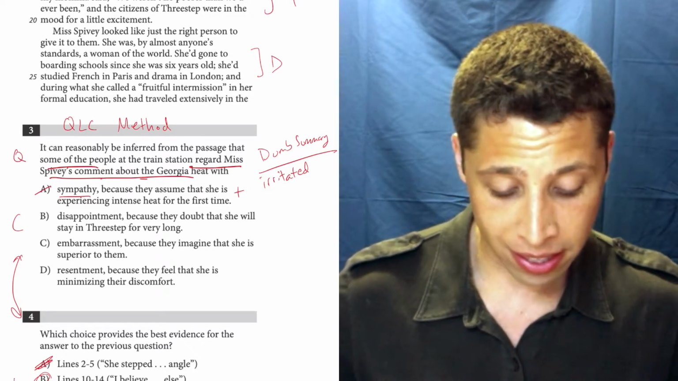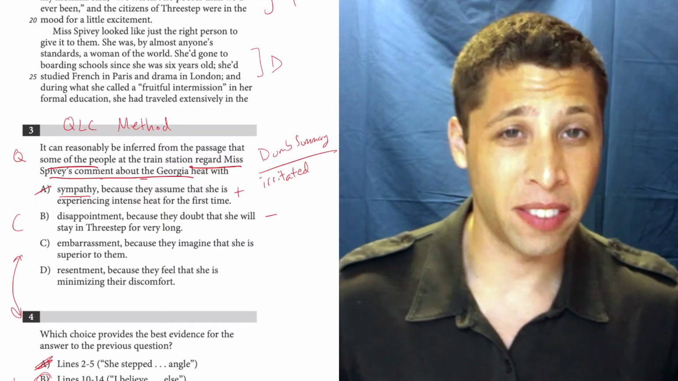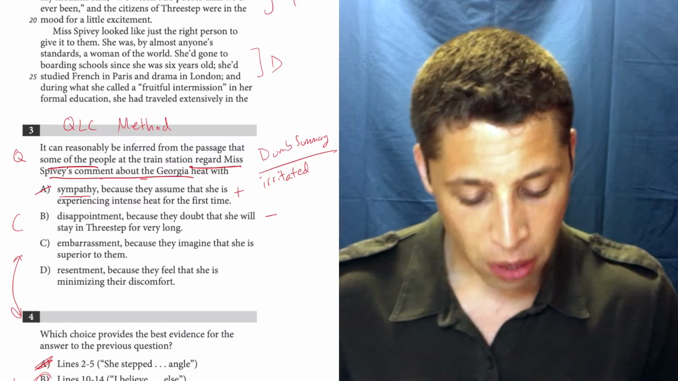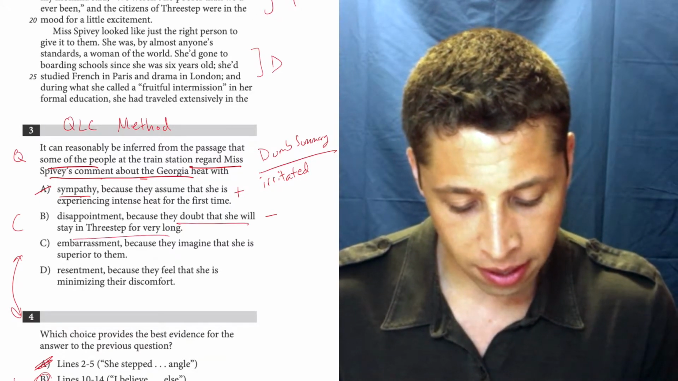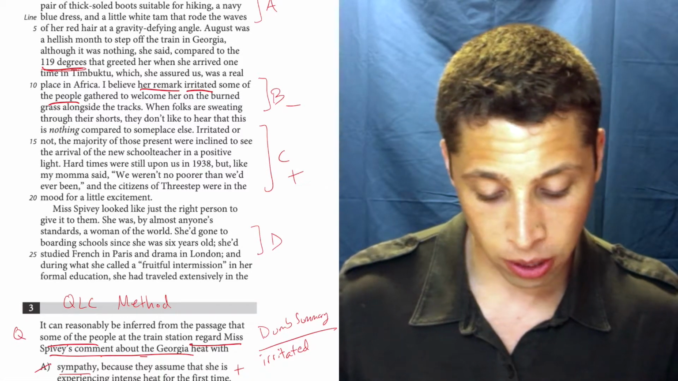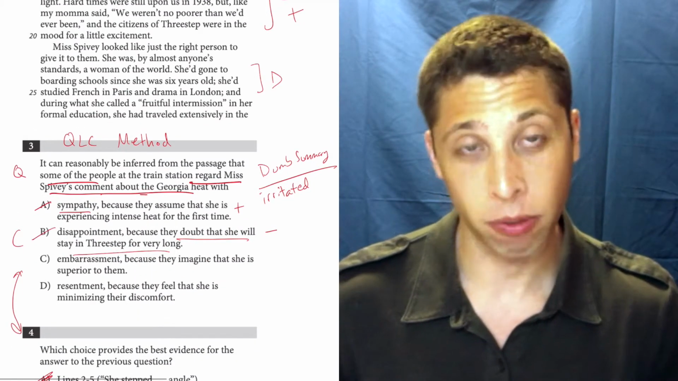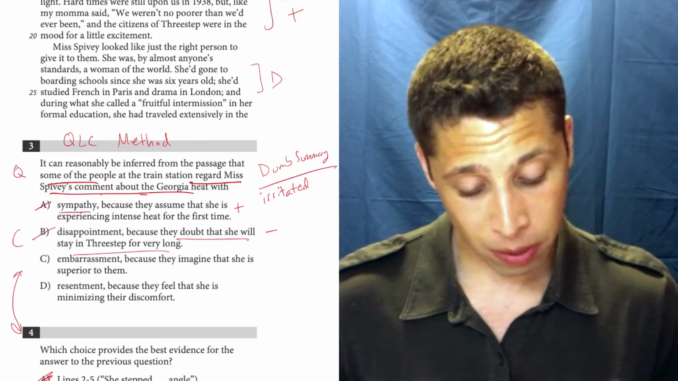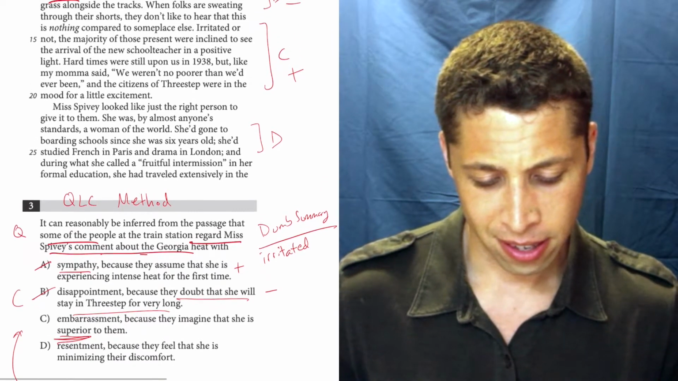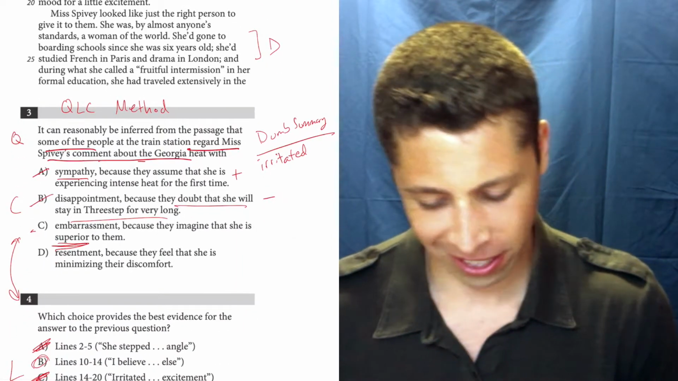B, disappointment because they doubt she will stay in Three Step for very long. Well, disappointment is definitely negative, but it's a different kind of negative. That's like sad, whereas irritated is more like annoyed. So that's a little bit of a difference. But also, I don't remember reading anything that says that they think she's going to leave, right? Because they're talking about how they felt and what they thought about the comment, but it doesn't say that she's going anywhere. So that seems wrong for a lot of reasons. C, embarrassment because they imagine that she is superior to them. No. That's really strong. And it doesn't say that she's superior to them. They're mad at her, right? Irritated with her. So they don't think that she's superior.